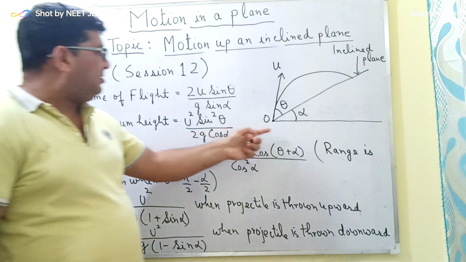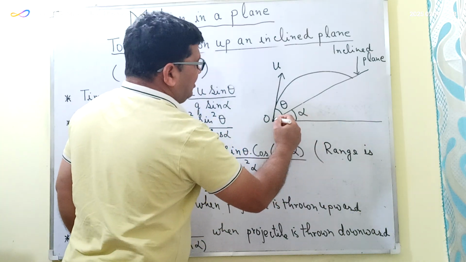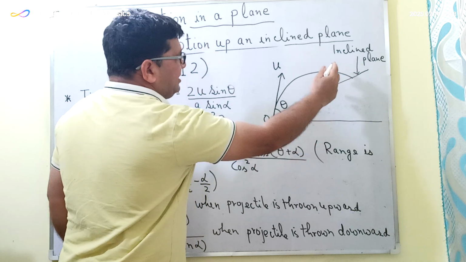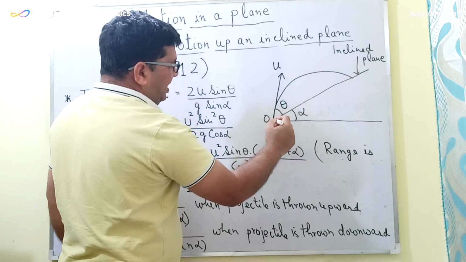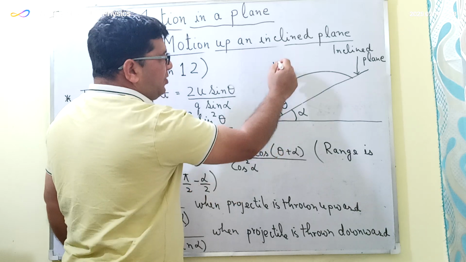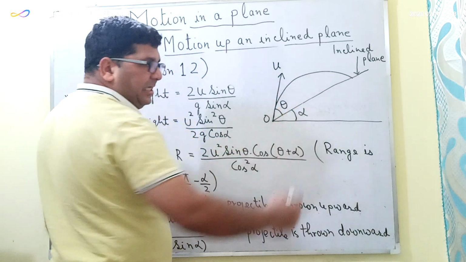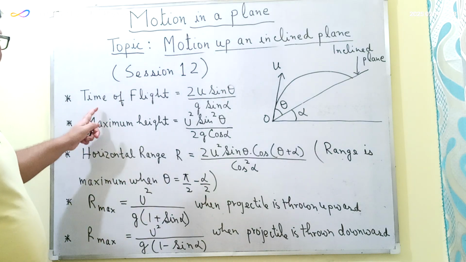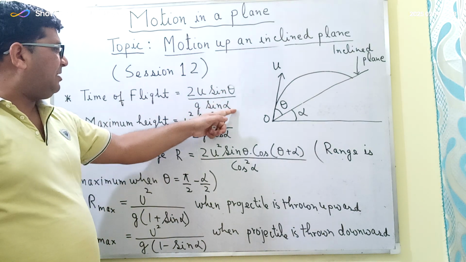So here, this is the horizontal surface, this is the inclined plane, and the angle of inclination of the inclined plane with the horizontal is alpha. And from this point O, I am firing one projectile with a velocity u, which is making an angle theta with the inclined plane. So, in this case, the time of flight will be equal to 2u sin theta divided by g sin alpha.